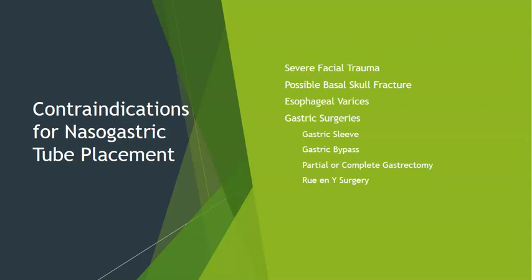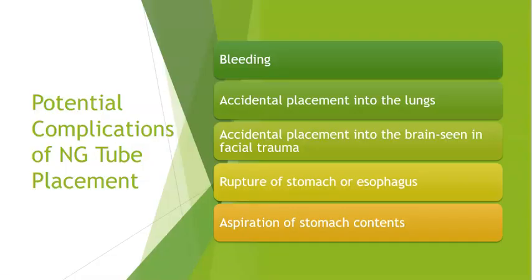Now, any patient that has had gastric surgery of any type, such as a gastric sleeve for weight loss, gastric bypass for weight loss, a partial or complete gastrectomy for any reason, or a Roux-en-Y surgery for pancreatic cancer, these all deform the stomach and make the stomach into a smaller pouch. These are contraindicated for nasogastric placement blindly. They have to have the nasogastric tube placed with the endoscope because you can easily rupture the stomach.